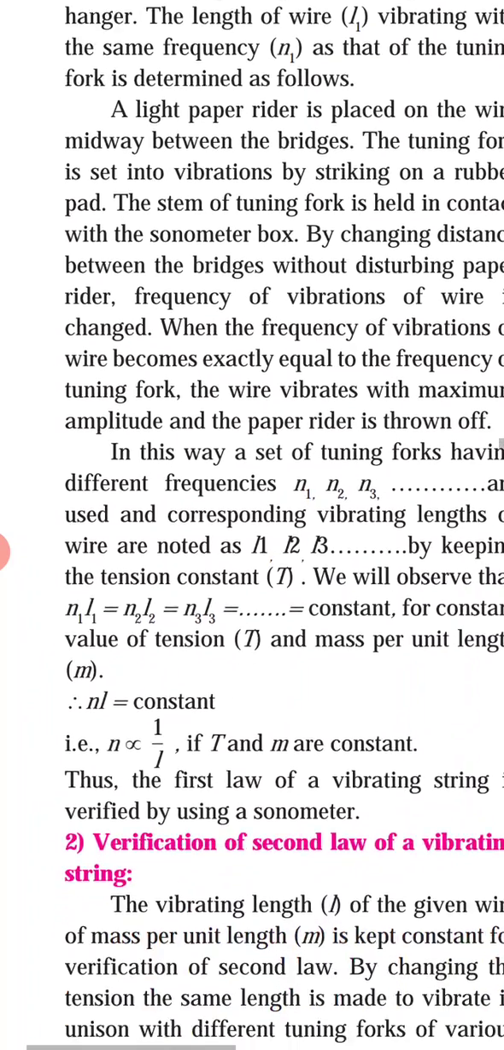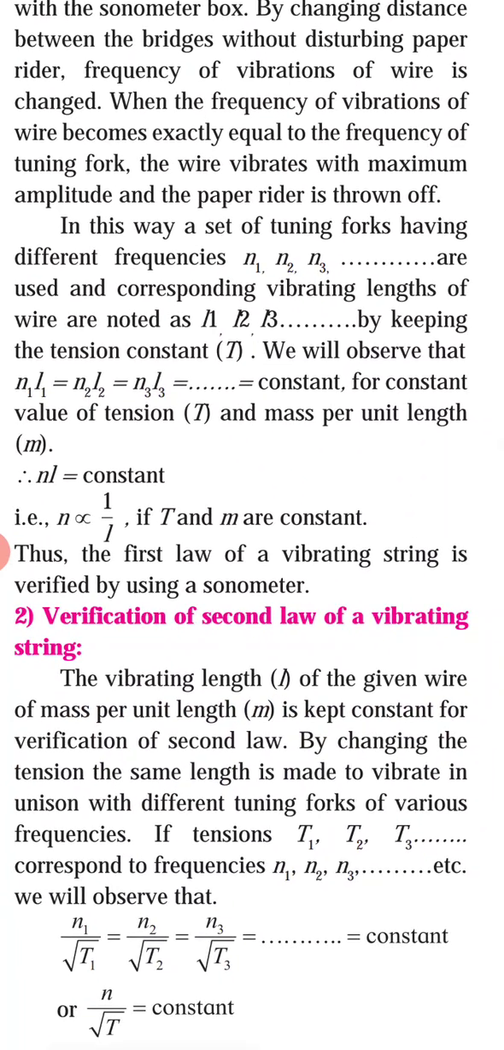Now the second law of vibrating string. The vibrating length L of a given wire, with mass per unit length m, is kept constant for verification of the second law. By changing the tension, the same length is made to vibrate in unison with different tuning forks of various frequencies, that is, for tensions T1, T2, T3 and so on, corresponding to frequencies N1, N2, N3, etc.